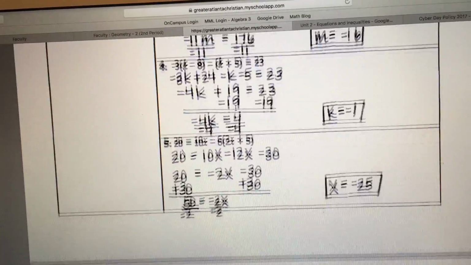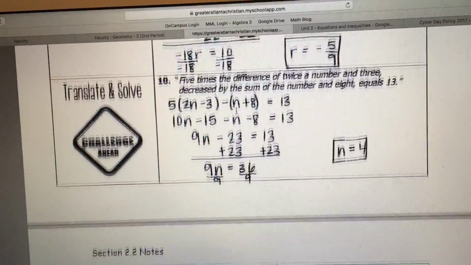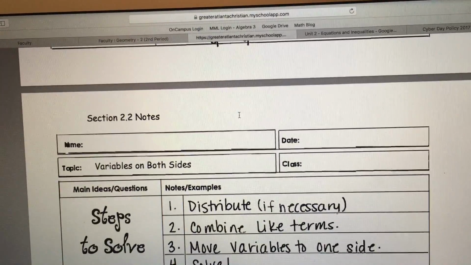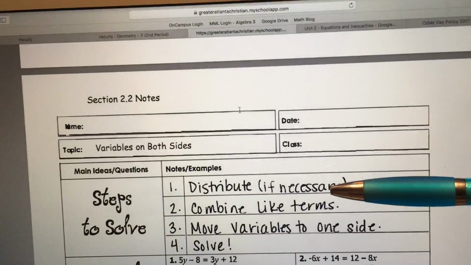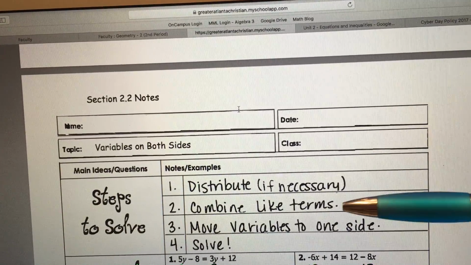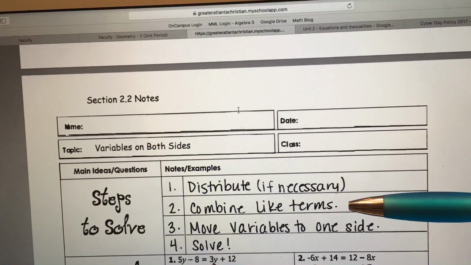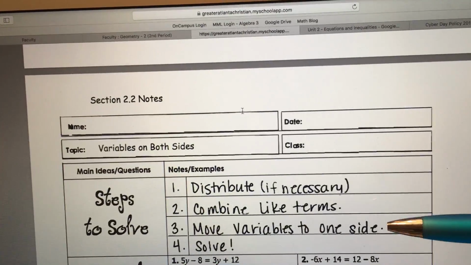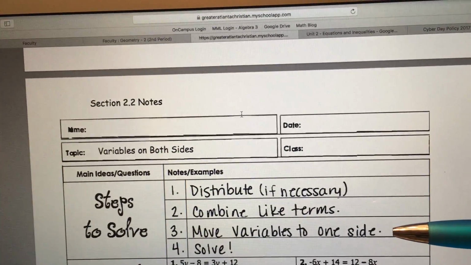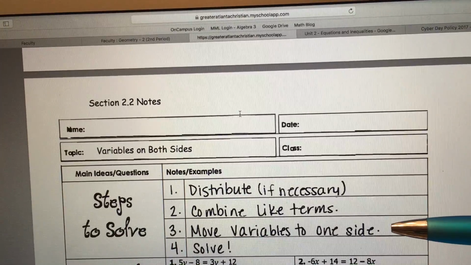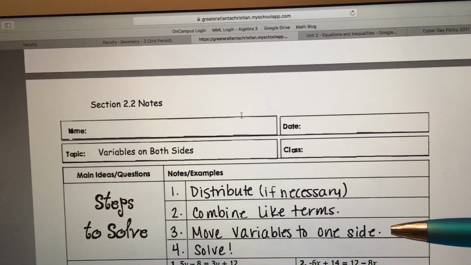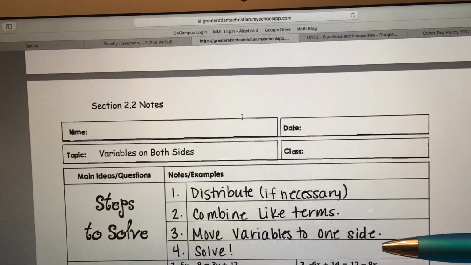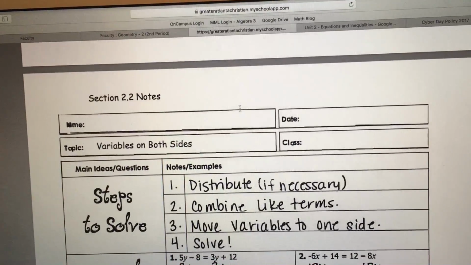Well, when we are solving an equation with variables on both sides, it's still the same first two steps. Distribute, then combine like terms on each side of the equation. But the step that we're adding is moving all our variables to the same side. And what I'm referring to there is the same side of the equation. And then we solve it like normal. So let's try an example.